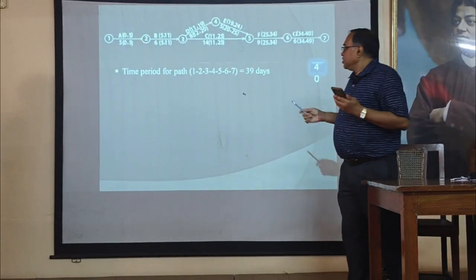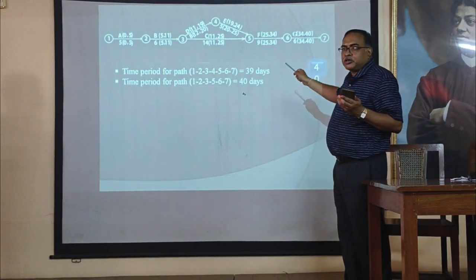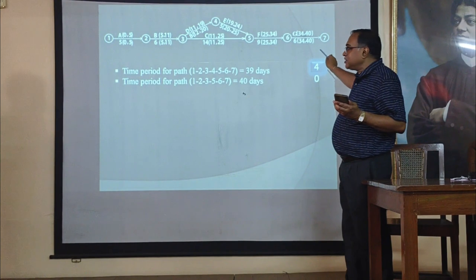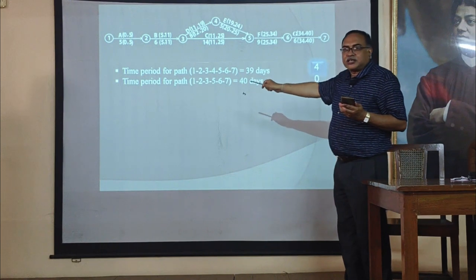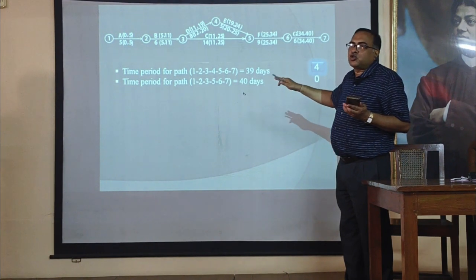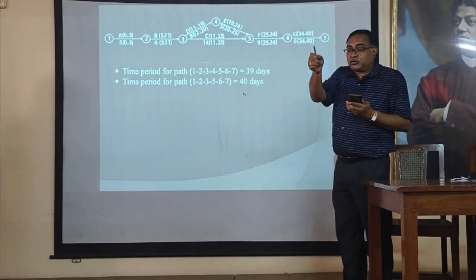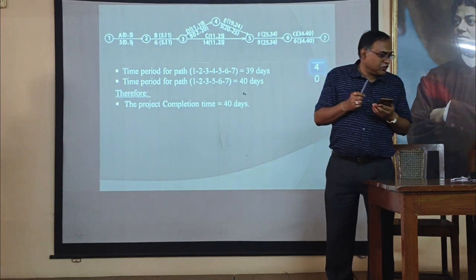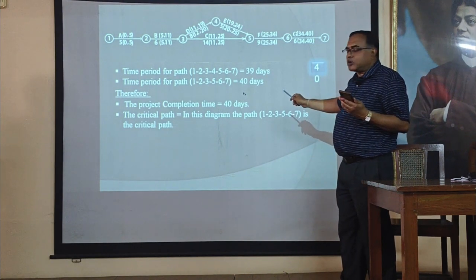Right. Then the total time period for PERT paths. From starting event to finishing event, we can go 1, 2, 3, 4, 5, 6, and 7. This is one path. The other path is 1, 2, 3, 5, 6, 7. These two paths are given, and through these two paths, the required time period is shown here. What is the largest value of this? 40. Very good. So our project completion time should be 40 days, one part of this numerical problem.